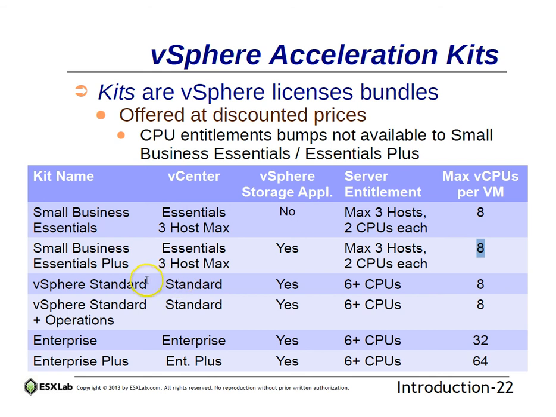Now, a more flexible acceleration kit is vSphere Standard. I get vCenter Standard, which means that I have all the vCenter features to manage my ESXi hosts. I can optionally get the storage appliance. I start with 6 CPUs, but I can buy license bumps that entitle more CPUs as my workload demands grow. Again, I can only have VMs with 8 virtual CPU cores per VM.